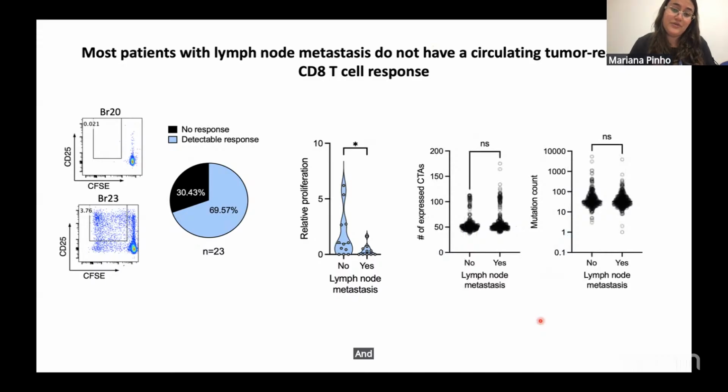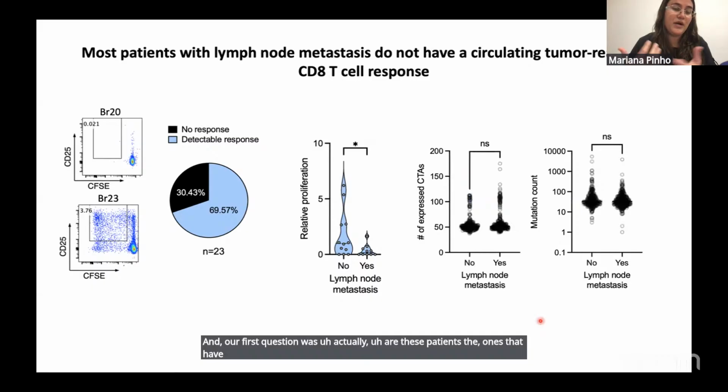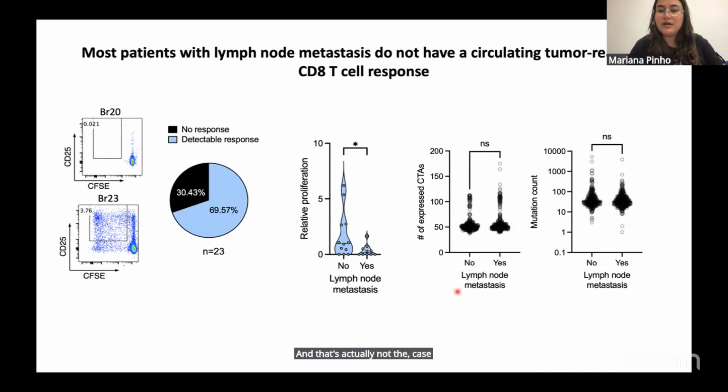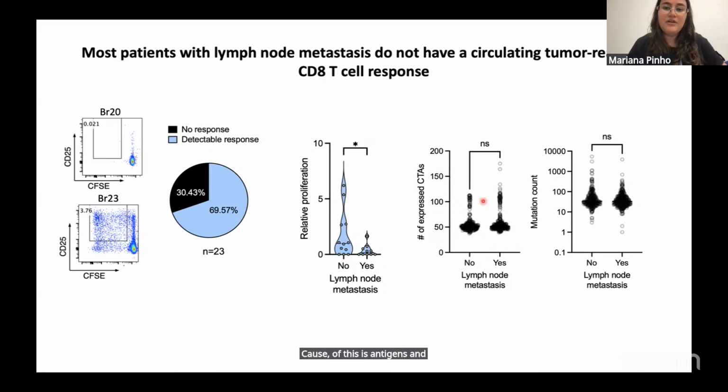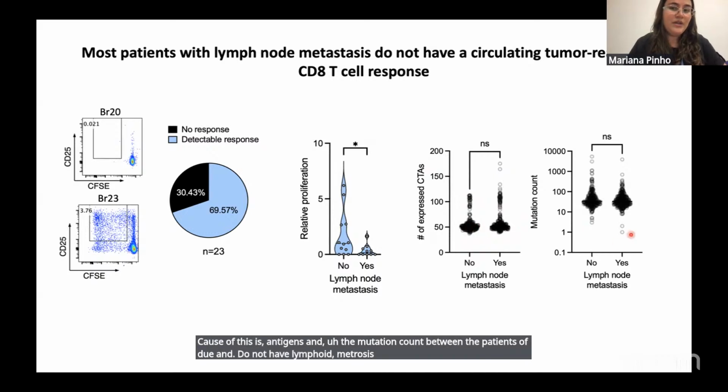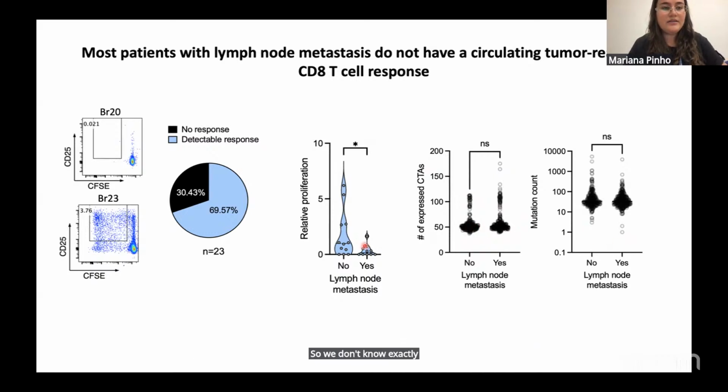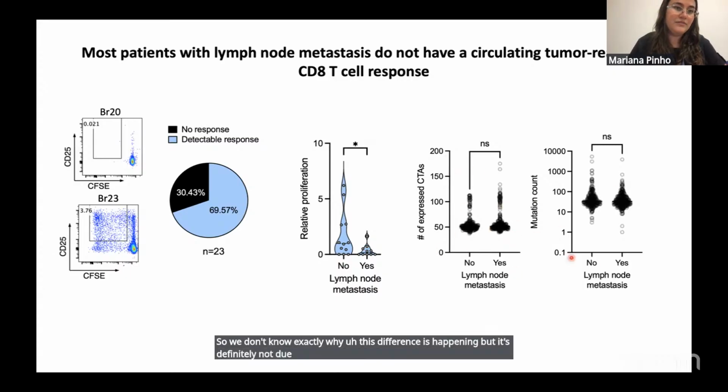And our first question was actually, are these patients the ones that have less antigens, and that's why they don't have a response? And that's actually not the case. So if we look, so that's the TCGA database, and if we just look at the number of expressed cancer-testis antigens and the mutation count between the patients that do and do not have lymph node metastasis, this is not different. So we don't know exactly why this difference is happening, but it's definitely not due to a lack of antigens.